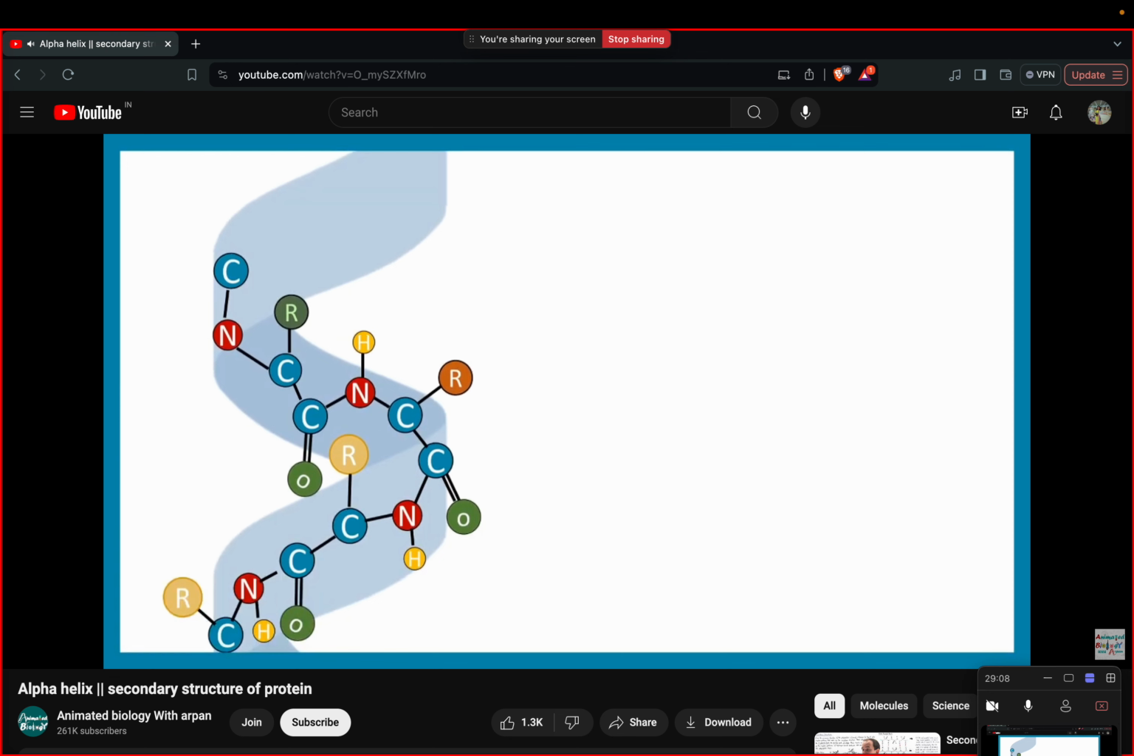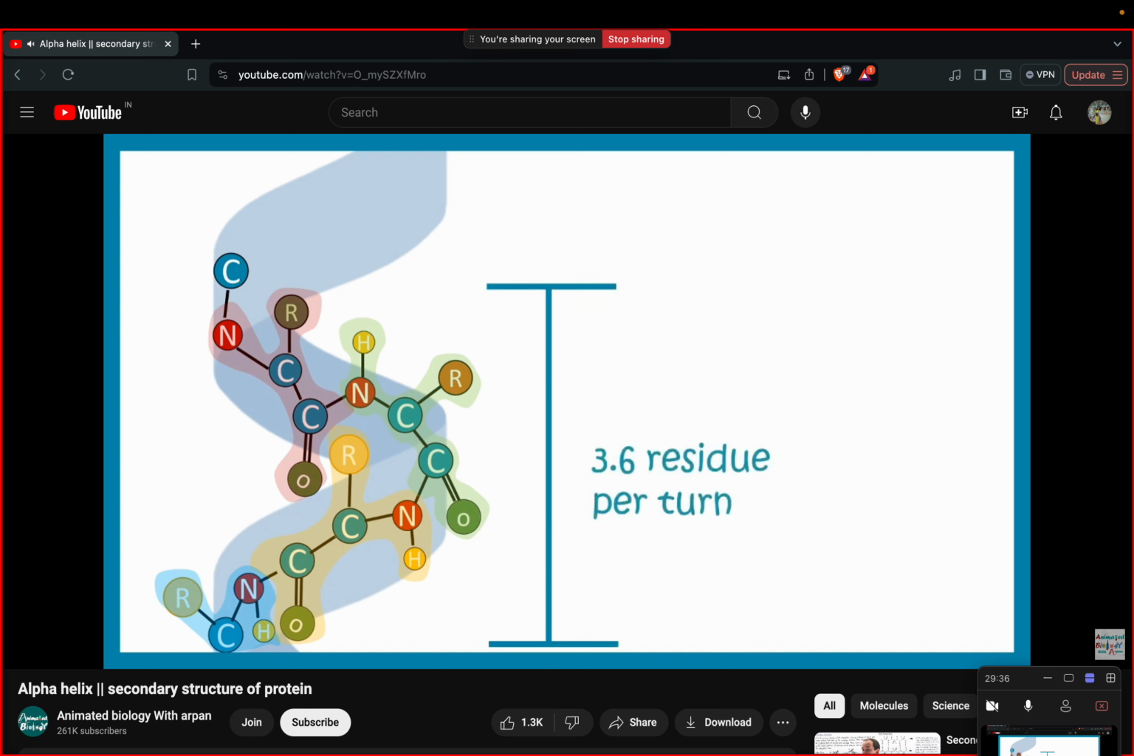So the biggest feature of alpha helix is that helix, and it was found by Pauling and colleagues around the 1940s. So alpha helical structure has amino acids in a specific orientation. And obviously you can understand the orientation is in a helix fashion, where almost 4 amino acids are there per turn. 3.6 to be precise. So alpha helix has 3.6 residues per turn of the helix.